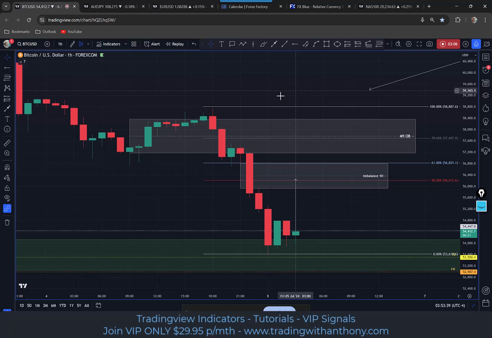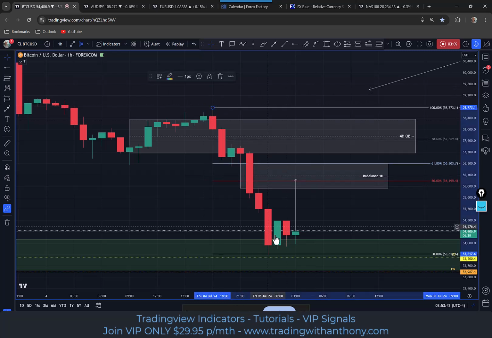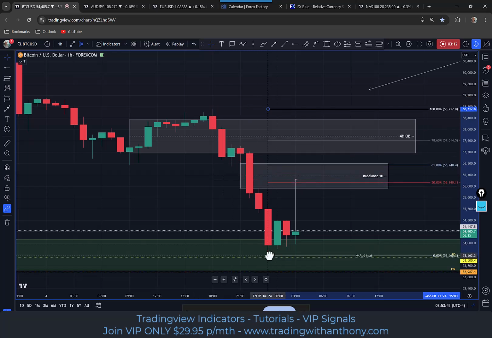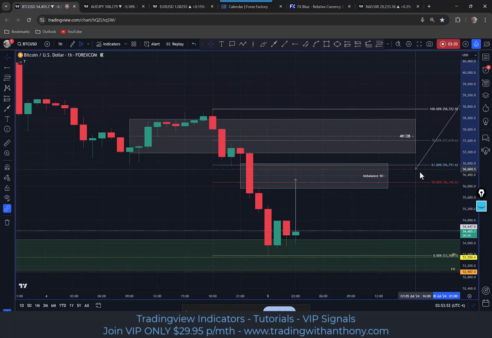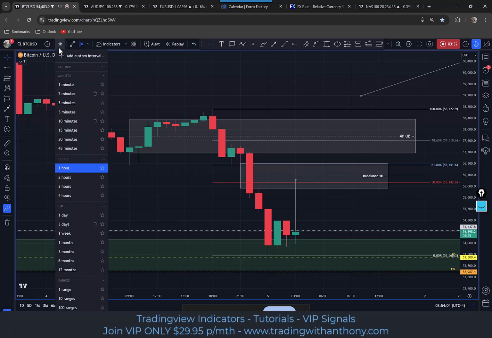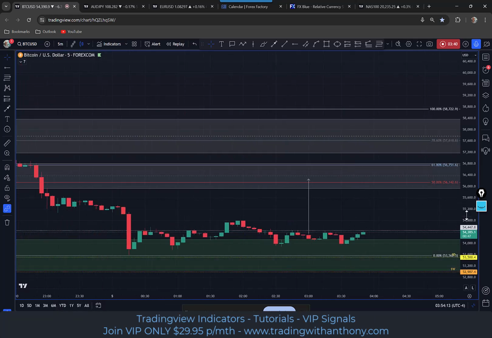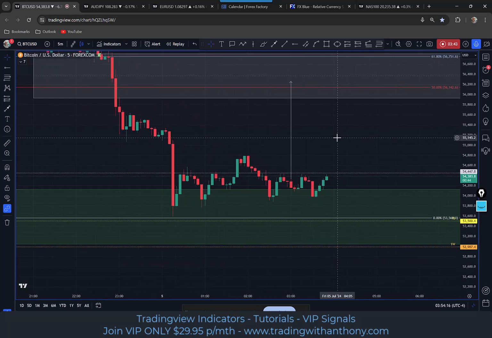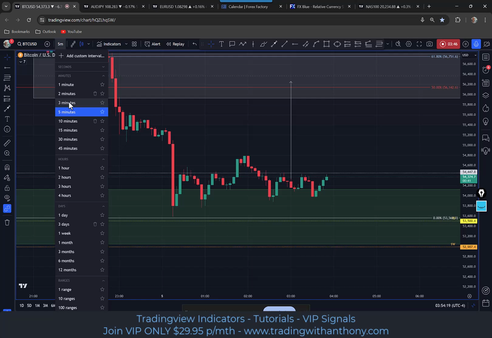Now, I've pulled a Fibonacci from this high down to this low here, and we've got the 50% on the fib. So 50% to 61.8 coincides beautifully with the imbalance. So I'm anticipating a pullback, a move back into here. Now the way to get involved with this would be on a 5-minute chart. We'll go to a 5-minute, and here we are looking at price action. In fact, we could even go to a 3-minute.